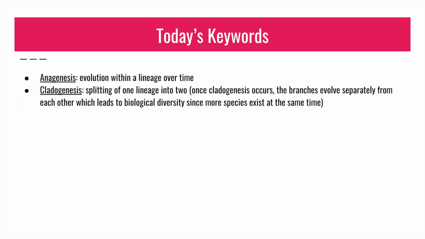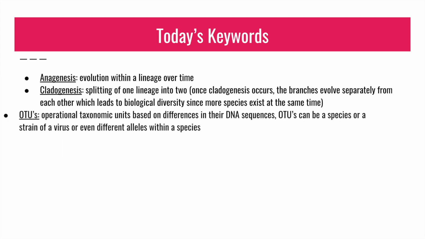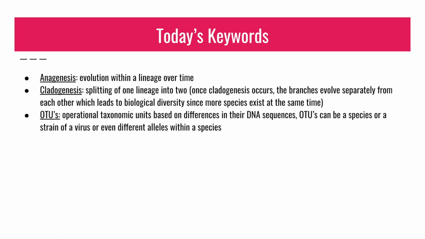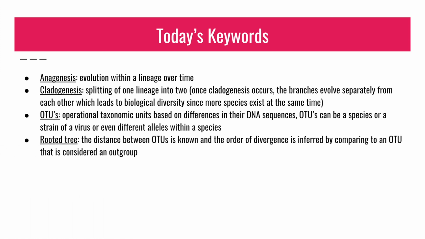The second word is cladogenesis, which is the splitting of one lineage into two. This is when you start to see the branches that make up a phylogenetic tree. Next, OTUs refer to the operational taxonomic units, which can be observed through differences in DNA sequences. The OTUs are what help calculate and construct rooted phylogenetic trees.